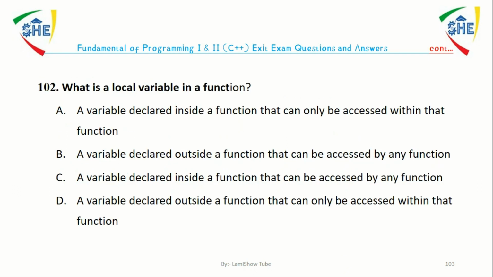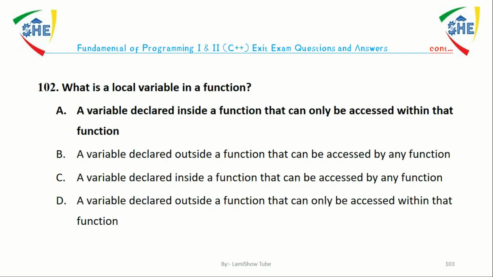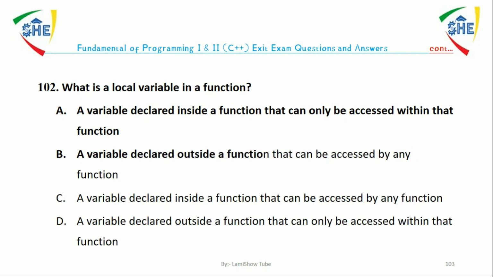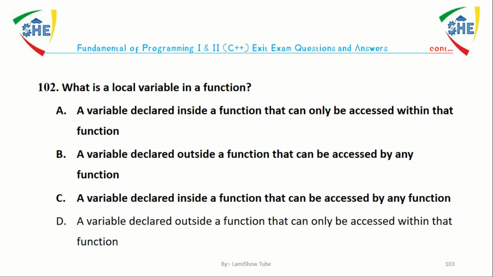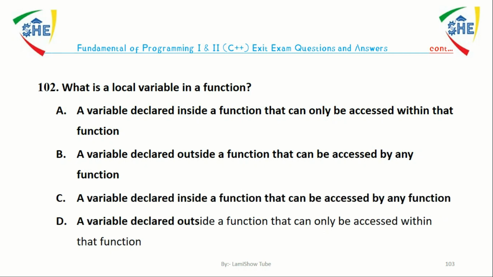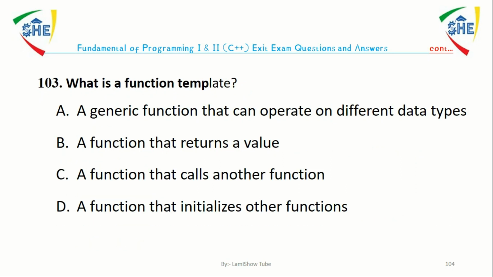Question number 102. What is a local variable in a function? A. A variable declared inside a function that can only be accessed within that function. B. A variable that is declared outside a function that can be accessed by any function. C. A variable declared inside a function that can be accessed by any function. D. A variable declared outside a function that can only be accessed within that function. The answer is A. A variable declared inside a function that can only be accessed within that function is called a local variable.